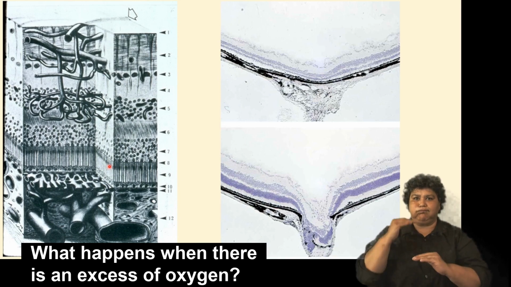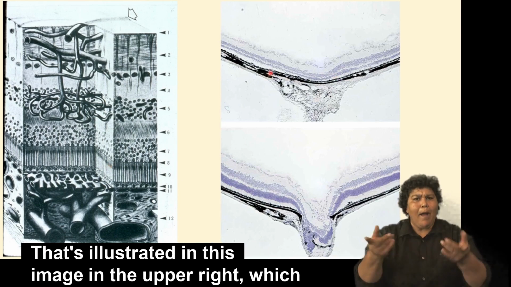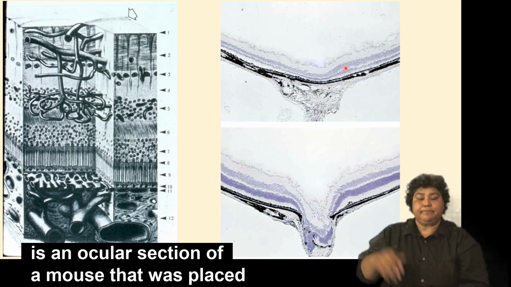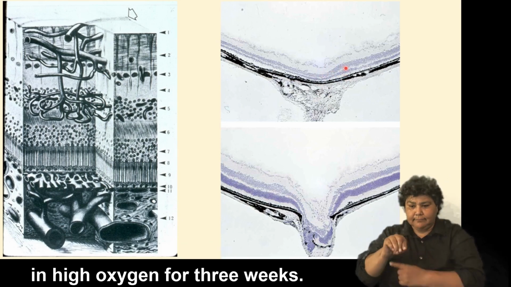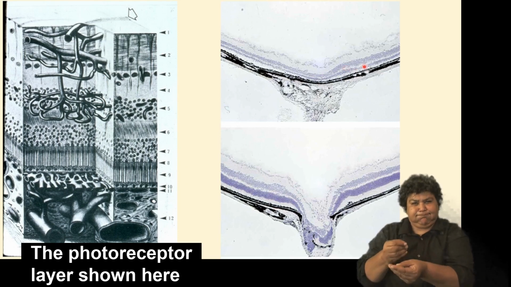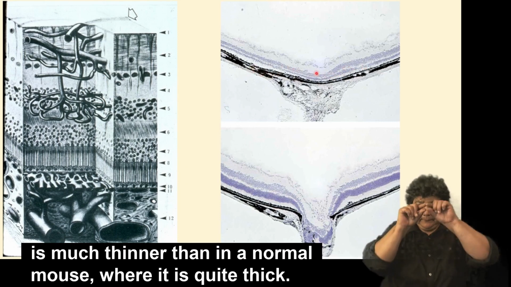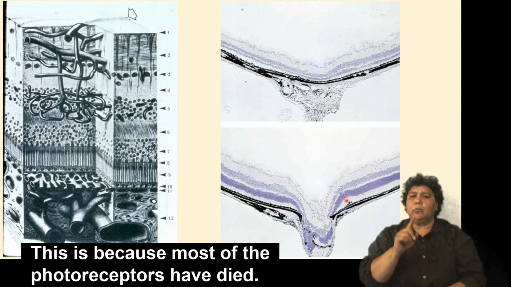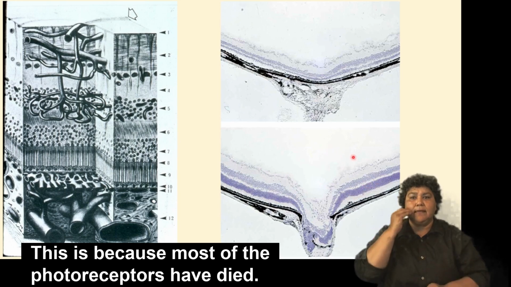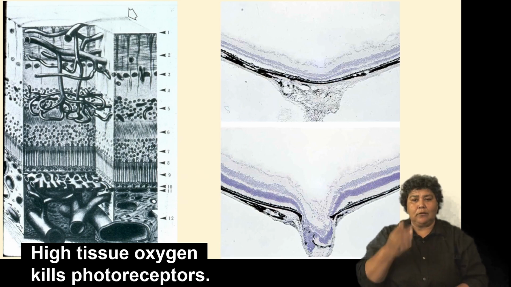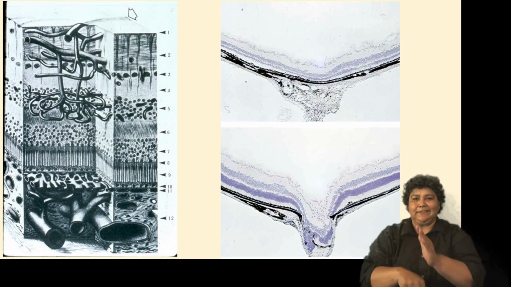What happens when there is an excess of oxygen? That's illustrated in this image in the upper right, which is an ocular section of a mouse that was placed in high oxygen for 3 weeks. The photoreceptor layer, shown here, is much thinner than in a normal mouse, where it is quite thick. This is because most of the photoreceptors have died. High tissue oxygen kills photoreceptors.